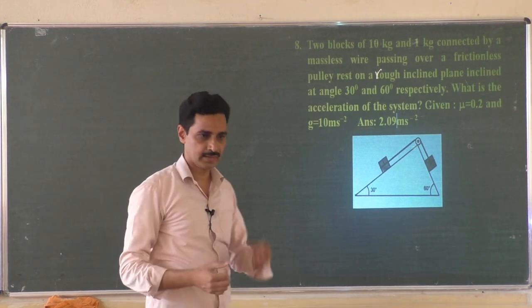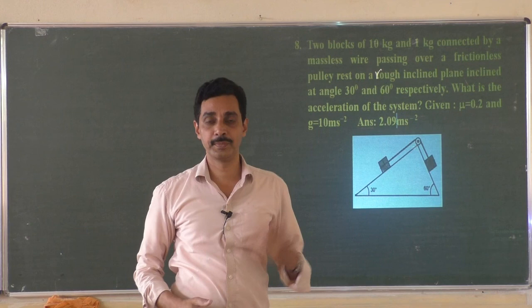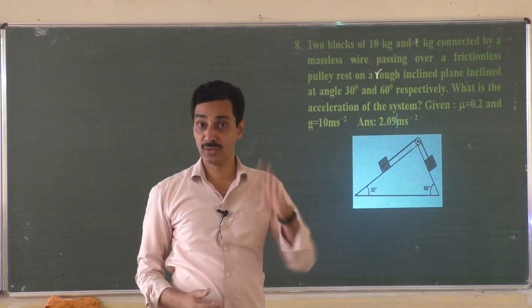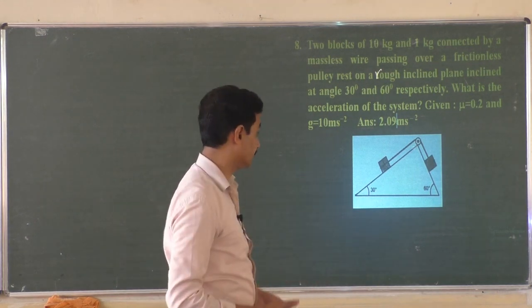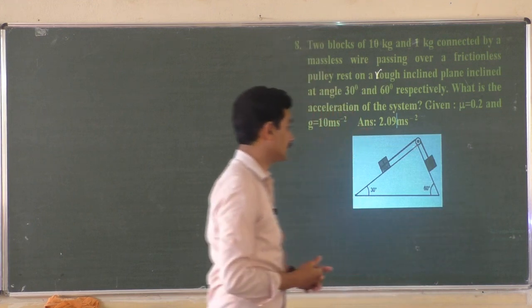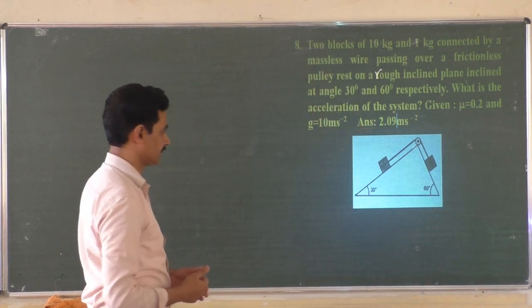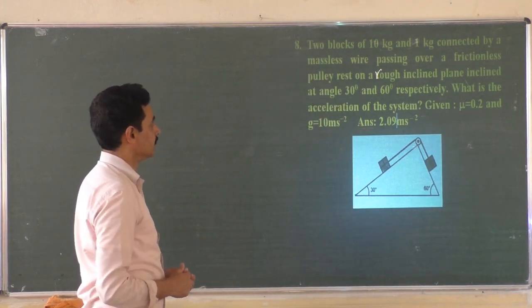So this is just an advancement of the previous problem where we had no friction. Here we have friction. The given coefficient of friction is 0.2 and g is equal to 10 meter per second square. The answer is also given, so let us check it.